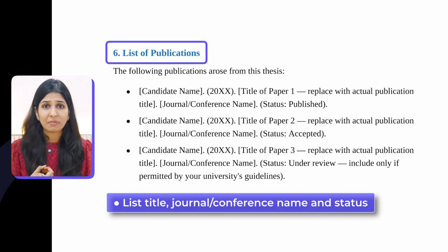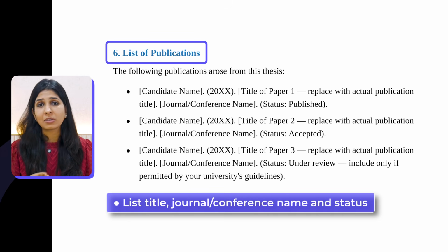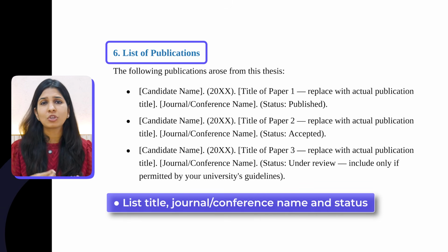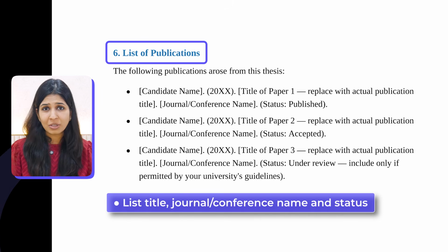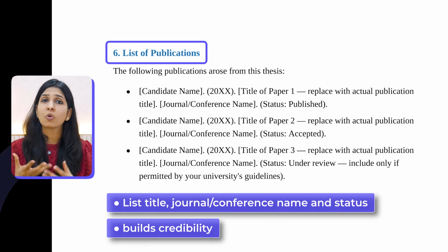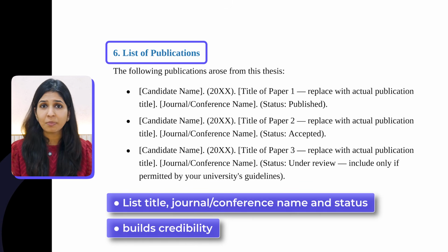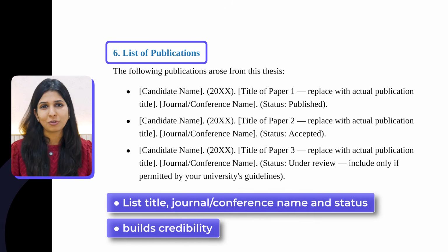So you mention the specific title, the journal or conference it was a part of, and what is the current status. So whether it's published, accepted, or under review. This is also one of the most important sections of your research synopsis because it helps the faculty understand that your work has already received some recognition, some credibility, and it makes your case of defending your thesis much more stronger.